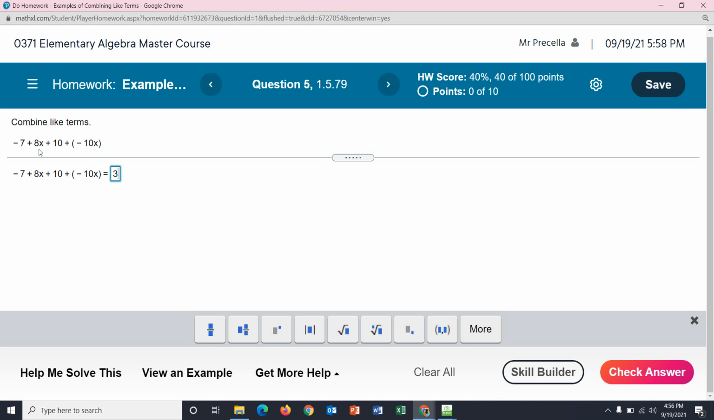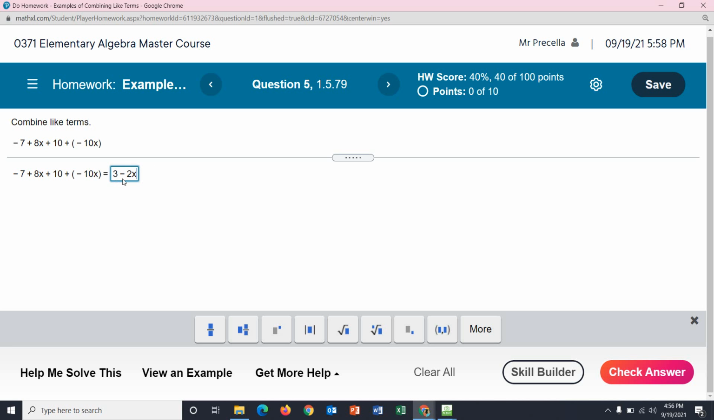Now let's combine the x terms. You see, you're not just combining every term, you're combining the like terms. We combined the constants. Now we're combining the x terms. A positive 8 plus a negative 10. 8 plus a negative 10 is a negative 2, and attach the x.